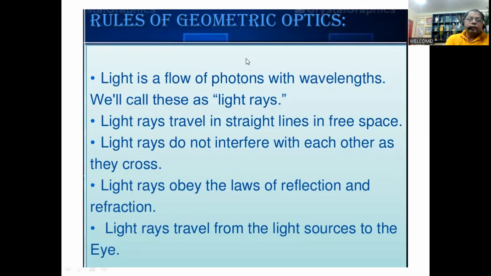One is that light flows as a flow of photons that have some wavelengths. If you consider red up to violet, they have their own sets of wavelengths, and they're comprised of corpuscular particles called photons. Now, light rays travel in straight lines. So if we have an infinitely far source of light, then we believe that each of the rays is traveling parallel to one another in a straight line.